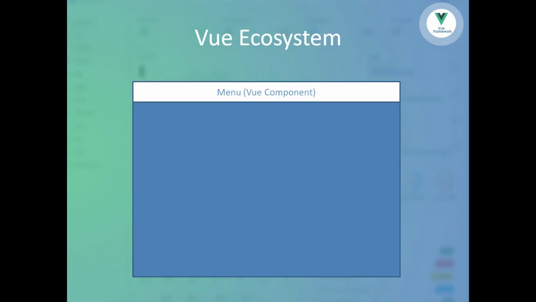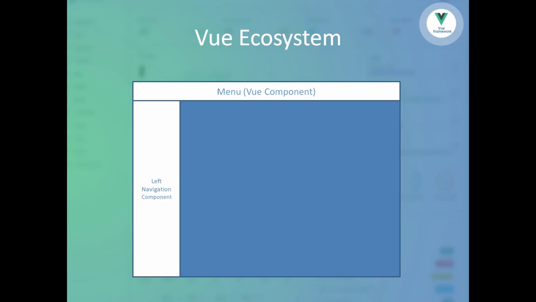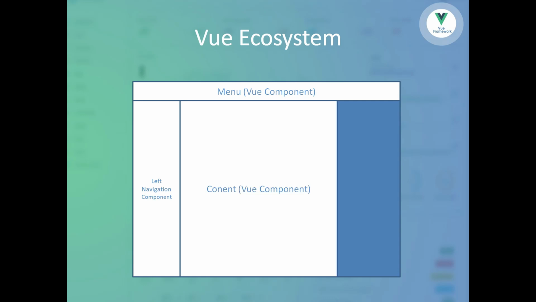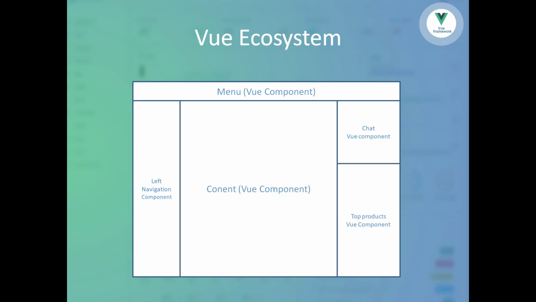This is how that looks like. Your application will consist of several different components. So you will implement the menu as a component, left navigation as a component, content, chat, and top products as components as well. And then you will just glue these components together so they form your application.